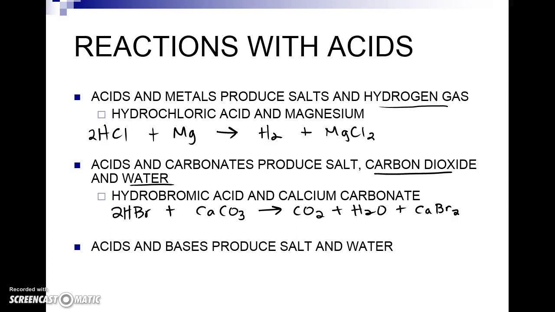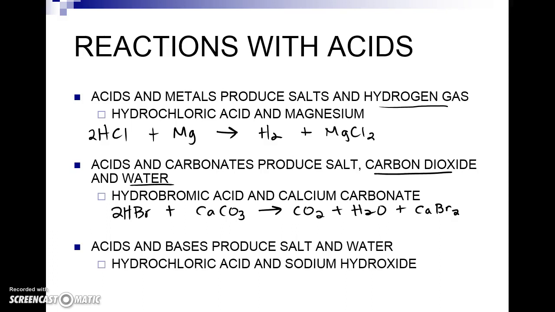Acids and bases produce salts and water. Hydrochloric acid, HCl, plus sodium hydroxide are the two most common examples. I like to start with that water, because that's my definite, and I know what it is. And then I look and say, okay, I have Na and Cl. So there's my salt. And we will be practicing with all of these in class.